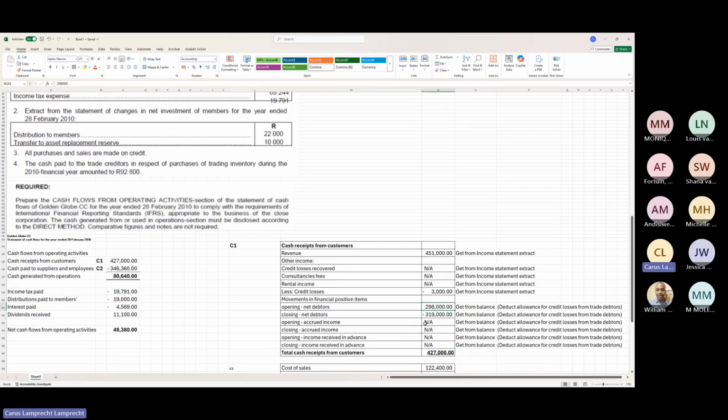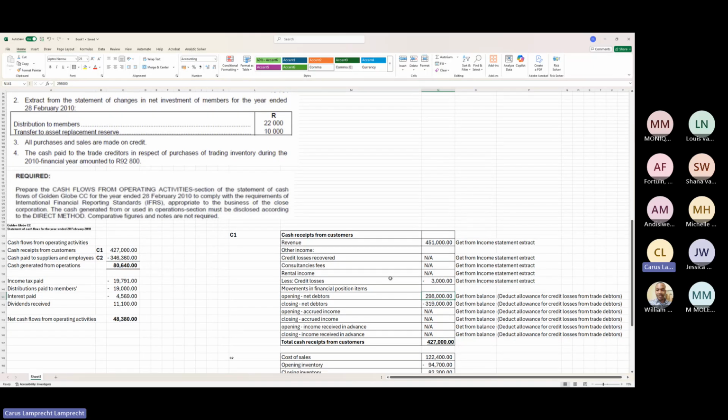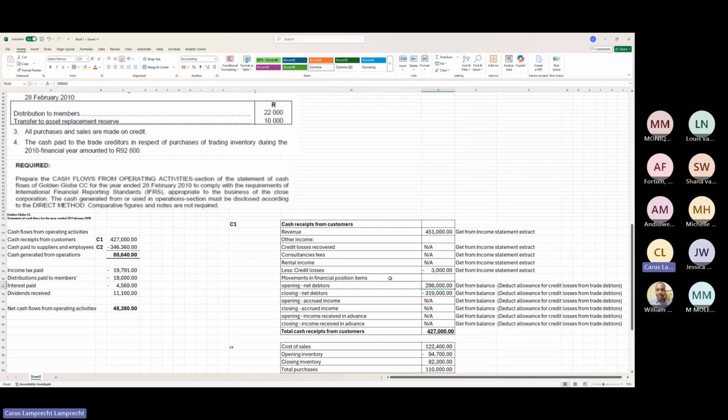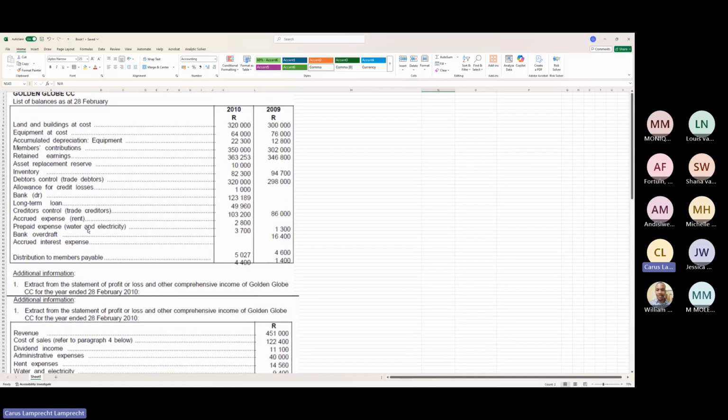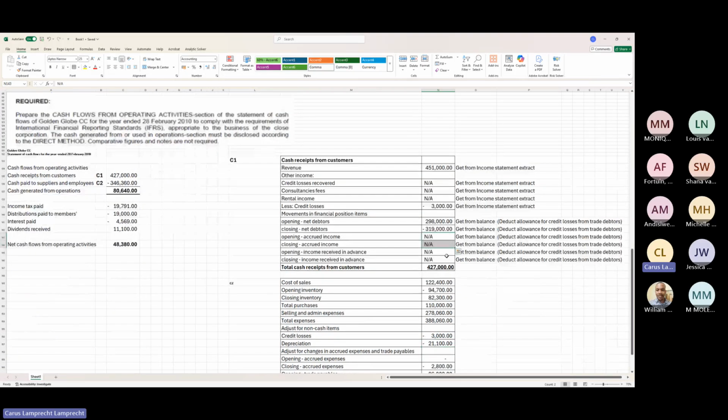And then obviously your closing balance you take out because you want the actual cash you received. Okay. The same applies for accrued income. You'll find they usually show it in the balances here. And then obviously you're opening your ad and you deduct your closing. Do the same here.